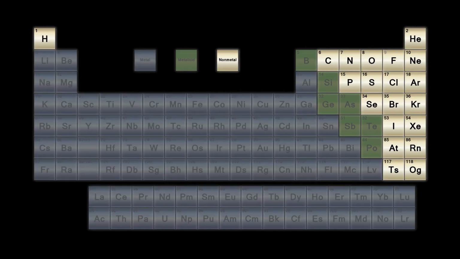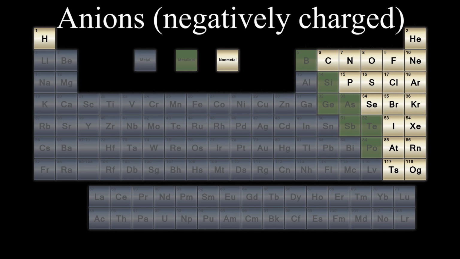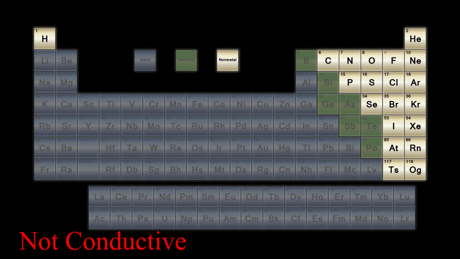Nonmetals. These are the elements all around us, mainly because many of them are gases such as nitrogen and oxygen. These elements, when they form ions, typically form anions, or negatively charged ions. Nonmetals are pretty much the opposite of metals. They are not conductive, very brittle, in other words not at all malleable, and they are very dull.